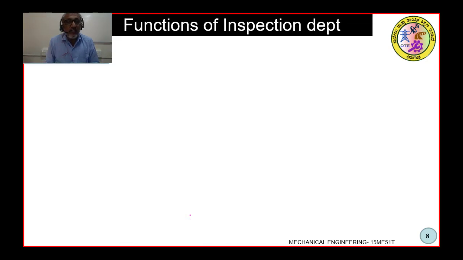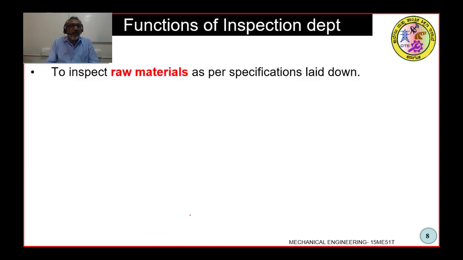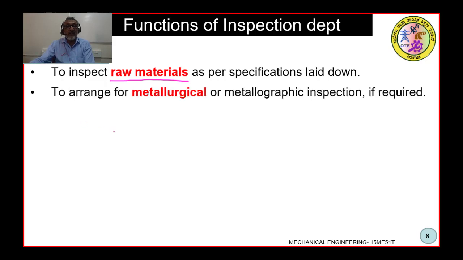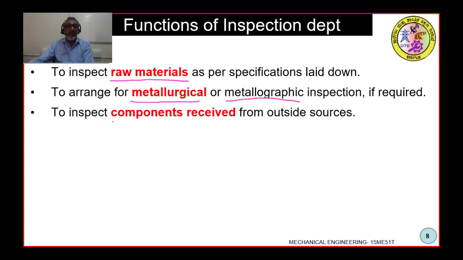Now let's come to the functions of the inspection department. The inspection department has to inspect the materials at every stage. The raw materials are to be inspected, because if the raw materials are not of good quality, we cannot maintain the product quality. Inspection department may have to go for metallurgical inspections, metallographic inspections to know the inner structure of the components.